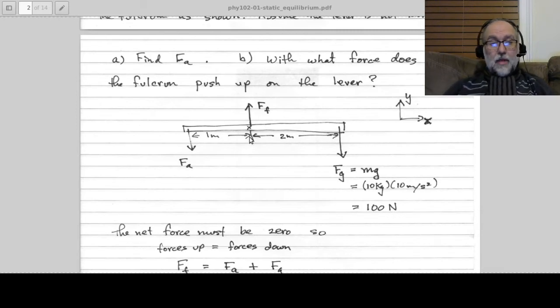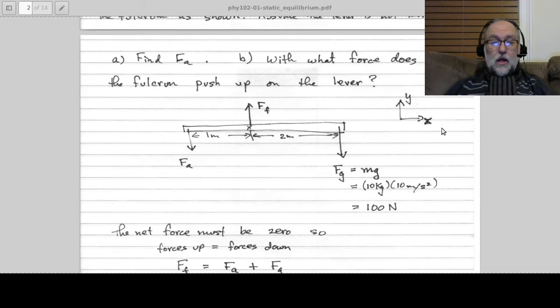And then there's the fulcrum, and the fulcrum has to be pushing up. Okay, and so the fulcrum is acting right here, not in the middle, but like 1 meter from one of the ends, and it's acting up, and we don't know how big that is. In fact, that's the second question. How big is FA?